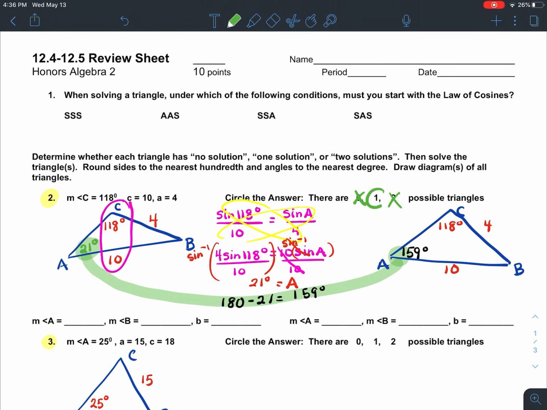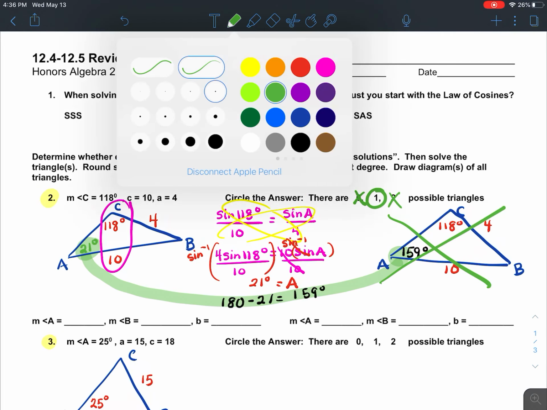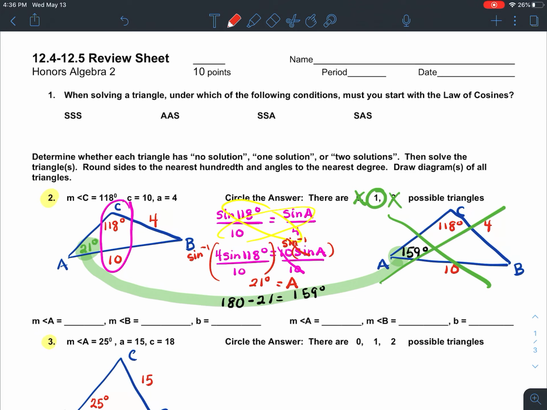That means I would circle there is only one possible triangle, and then I would come back over here to my problem. It looks like I've got some blanks here. I had this other set of blanks in case there was a second triangle possible. I'm going to cross those off because there's not. I do want you to continue to add the pieces of information as you find them onto the picture, but you can also fill in the blanks down here as well.